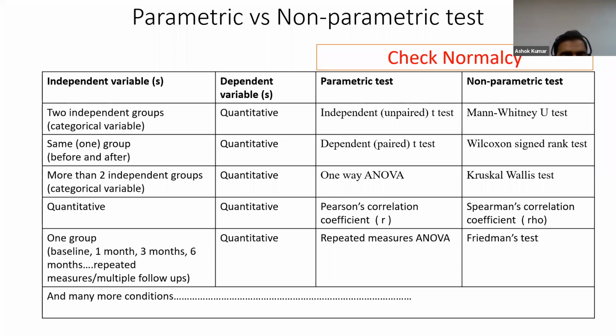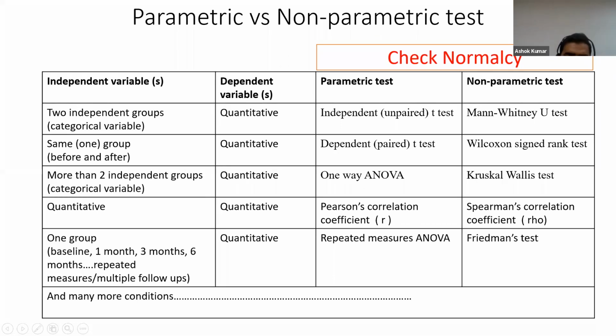And when we have more than 2 independent groups, for example, one group diet modification, second group exercise, and third group nothing. We don't give anything, no diet modification and no exercise. And the dependent variable is also weight. We want to assess the effect of diet modification or exercise on the weight of the subjects. So we have to use one-way ANOVA, one-way analysis of variance, if the weight follows normal distribution; otherwise we have to use the Kruskal-Wallis test.